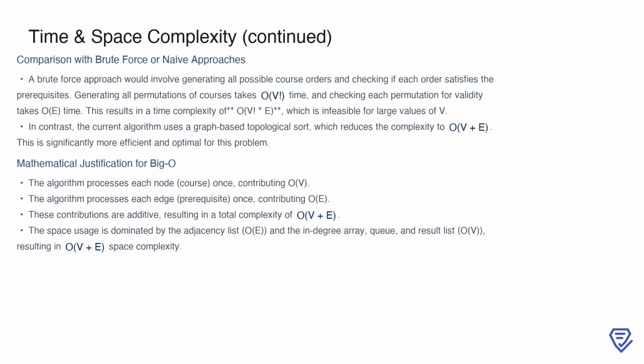The mathematical justification for this is straightforward: each node is processed once, contributing O(V), and each edge is processed once, contributing O(E). These contributions are additive, leading to a total time complexity of O(V + E). Similarly, the space usage is dominated by the adjacency list, in-degree array, queue, and result list, all of which add up to O(V + E). This demonstrates the algorithm's optimality for solving the problem efficiently.